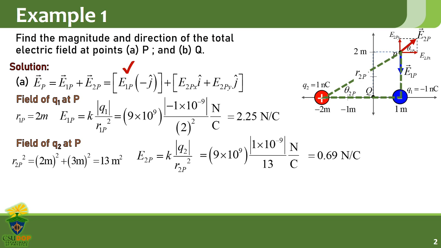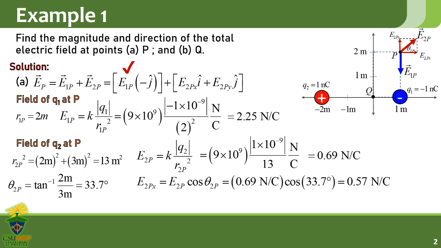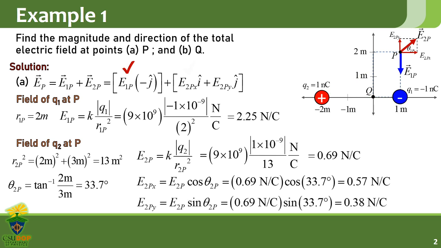The direction of the field vector, theta 2P, can be obtained using the tangent inverse of the opposite side length over the adjacent side length of the right triangle. This gives us a value of 33.7 degrees. Knowing the magnitude and direction of E2P, we can solve for its components using cosine and sine laws. We then obtain a value of 0.57 newtons per coulomb for E2Px, and 0.38 newtons per coulomb for E2Py.